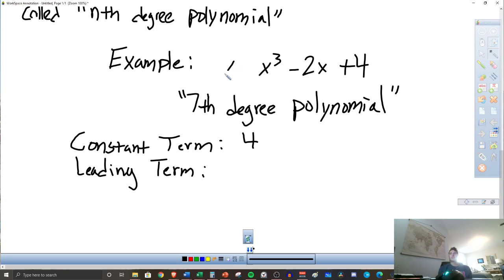Okay, so this was x to the 7th. So we know that this is going to be x to the 7th. Then we have another one, leading coefficient.